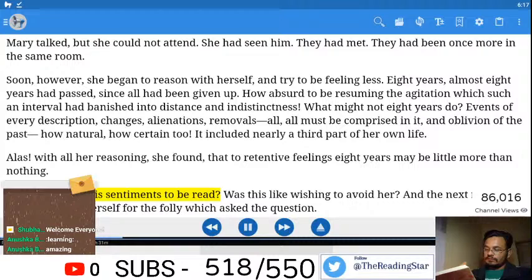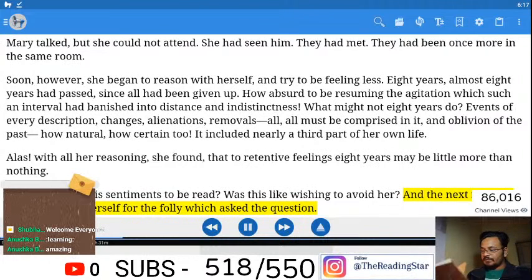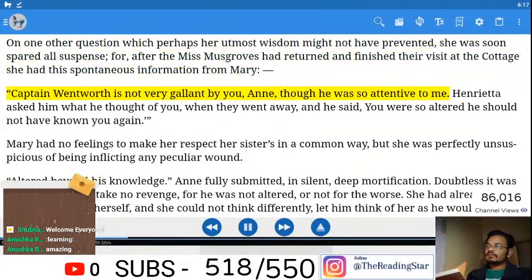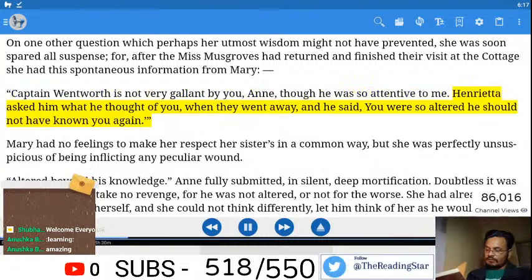Now, how were his sentiments to be read? Was this like wishing to avoid her? And the next moment she was hating herself for the folly which asked the question. On one other question which perhaps her utmost wisdom might not have prevented, she was soon spared all suspense, for, after the Miss Musgroves had returned and finished their visit at the cottage, she had this spontaneous information from Mary. "Captain Wentworth is not very gallant by you, Anne, though he was so attentive to me. Henrietta asked him what he thought of you, when they went away, and he said, you were so altered he should not have known you again."